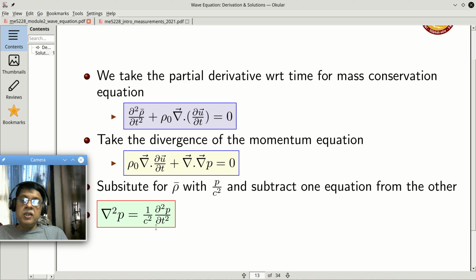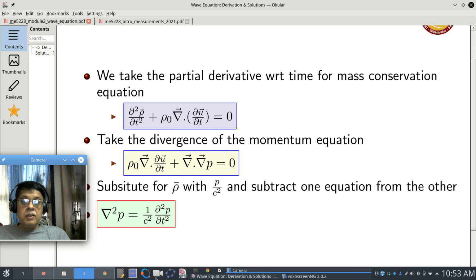In the next video we will see how I solve this so that I can get an insight into the kind of behavior and properties that this wave has. Alright, we will stop here and then continue with the solutions from the next video.